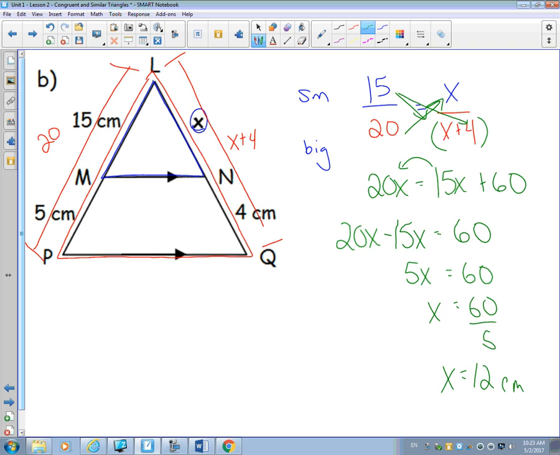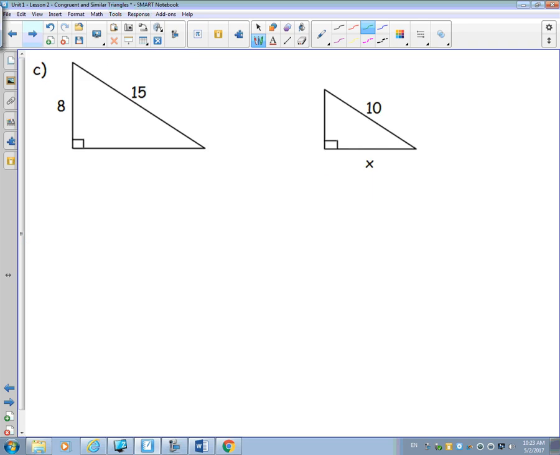Okay, last one. Let's take a look at these diagrams. What do we got? Well, the first question I need to ask myself is, are these similar? I don't have all three sides, so I can't prove proportions, and I only have one angle, which means I can't tell if they're the same shape.